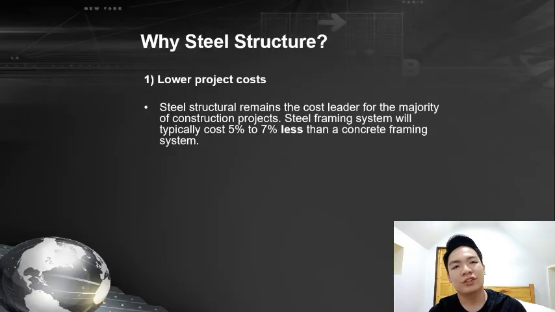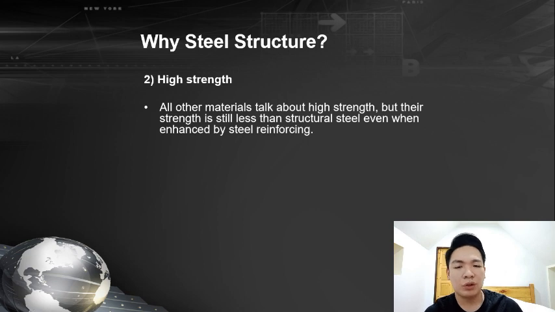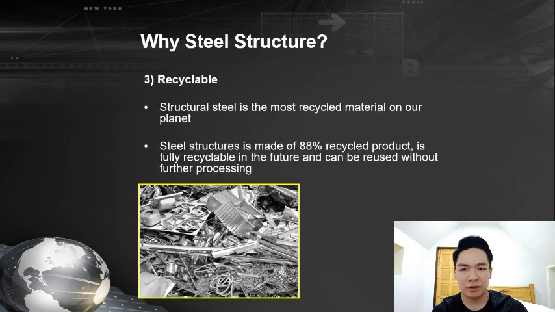So why steel structure? Number one, steel structure has a lower project cost. Steel structure remains the lowest cost leader for the majority of construction projects. A steel framing system will typically cost 5 to 7 percent less than a concrete framing system. Number two, we have high strength. All other materials talk about high strength, but their strength is still less than structural steel, even when reinforced with steel reinforcing.